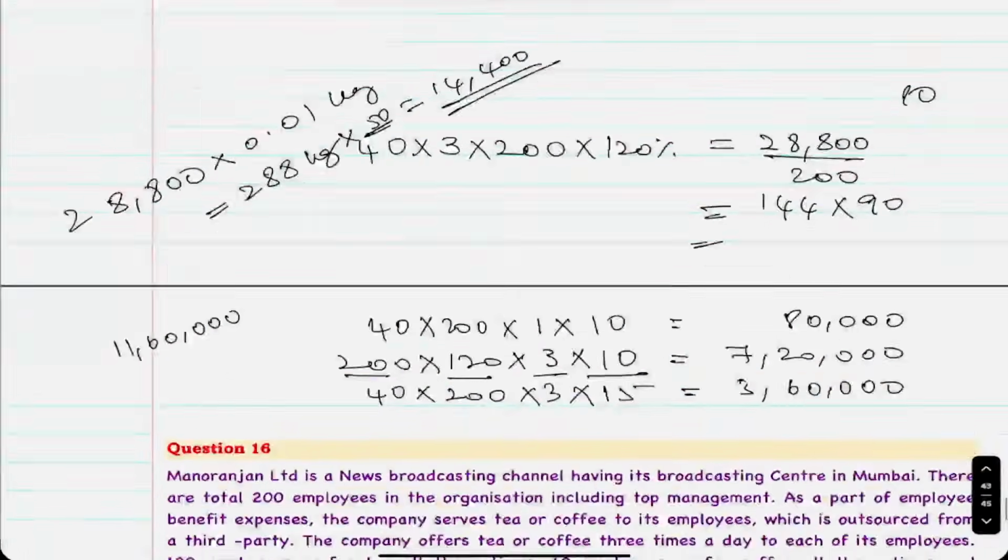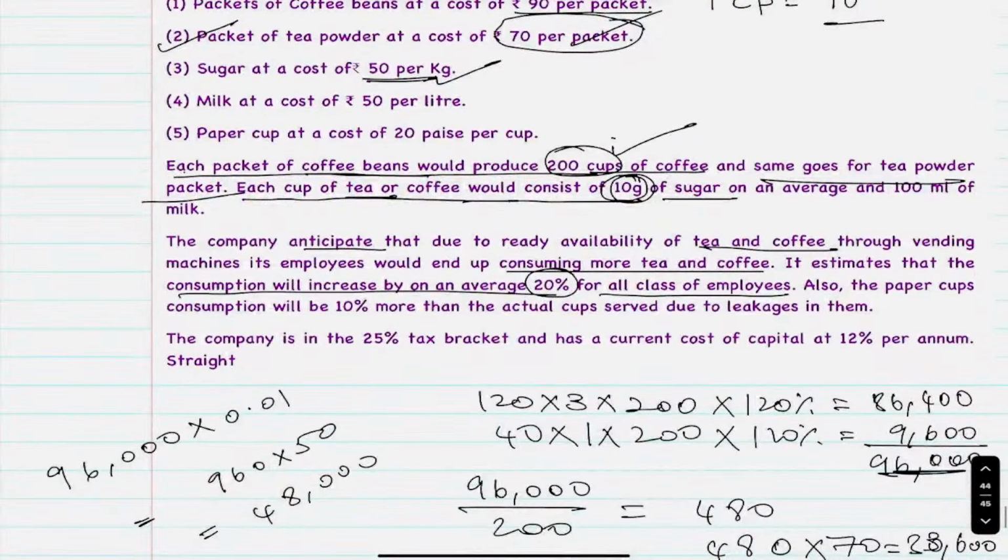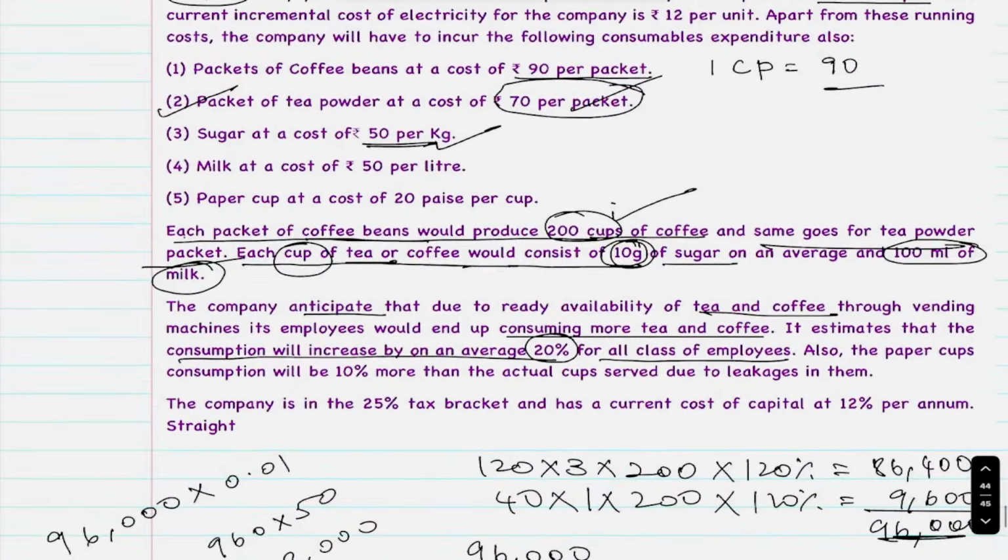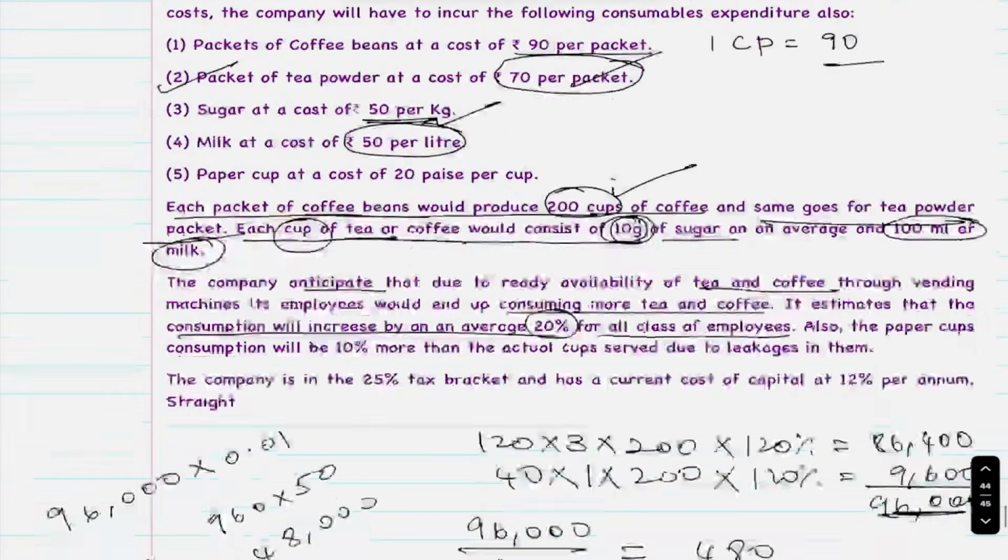Milk. See here. Milk consumption. 100 ml of milk is required for each cup of tea or coffee. Milk cost is 50 per liter. Again the same ml and liter. Tell me, what is the measurement? How many ml make a liter? 1000 ml makes a liter.